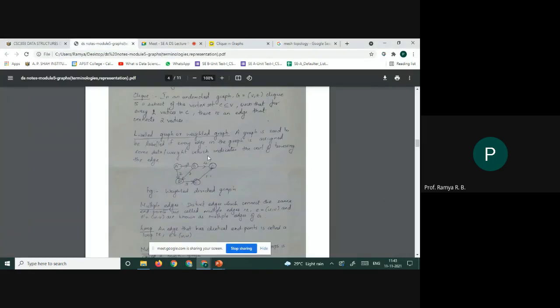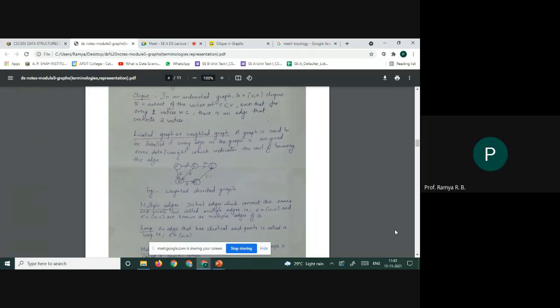Okay, I was talking about labeled graph or weighted graph. You all know what is meant by a labeled or weighted graph, right? You were able to hear the explanation, correct? Yes, ma'am. But could you repeat once, ma'am. Yes, I'll say it again.